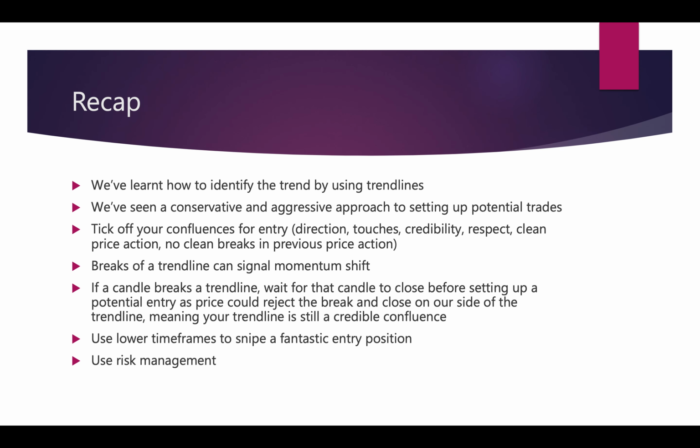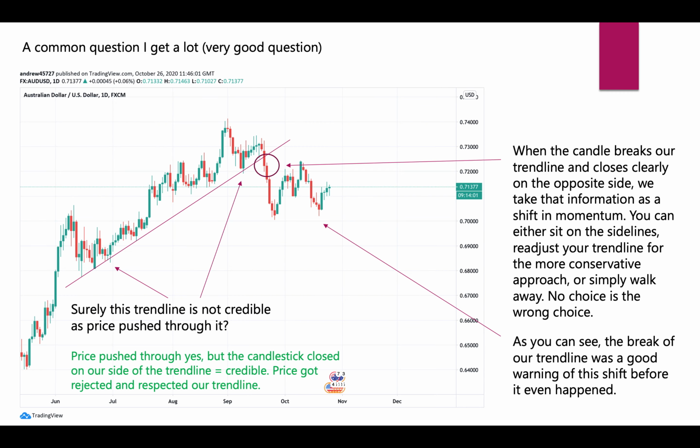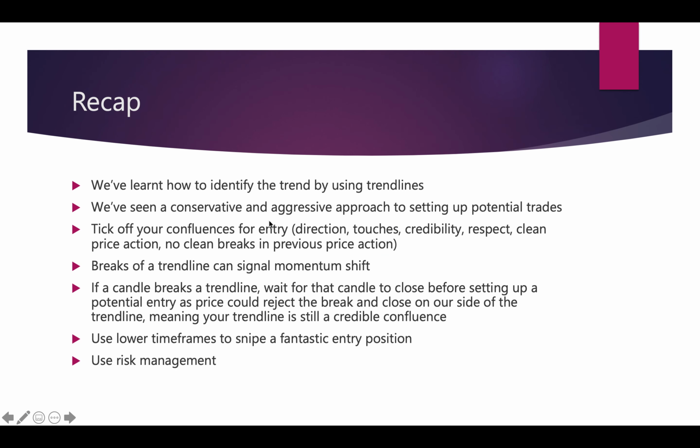So if a candle breaks a trend line, wait for that candle to close before making a decision and setting up a potential entry, as price could reject the break, as it did on these two occasions here. It didn't break our trend line, it rejected and closed the other side, okay? So it could reject the break and close on our side of the trend line, meaning your trend line is still a credible confluence, okay? Always remember that. So remember, use lower time frames to snipe a fantastic entry position.